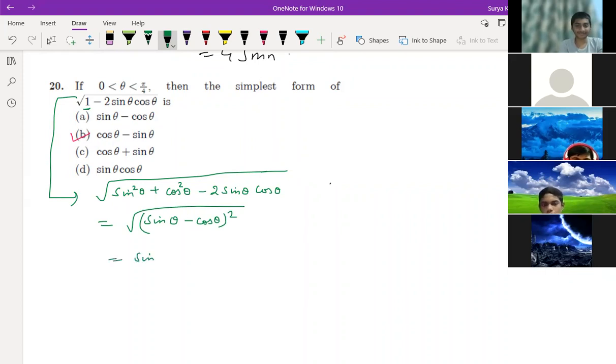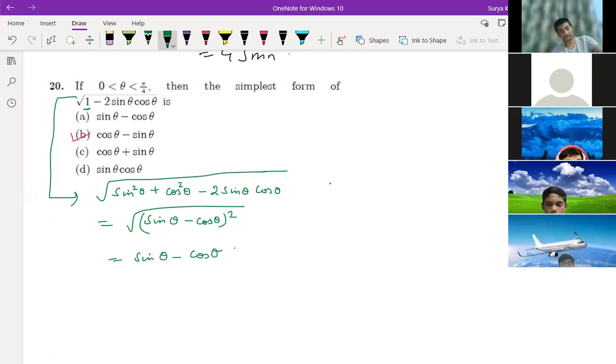How did you get it, Samarth? The other one? Sir, let me tell you the process. Here I am getting root over of sin square theta plus cos square theta minus 2 sin theta cos theta, as you did. Then I get root over of cos theta minus sin theta whole square. So cos theta minus sin theta whole square you are getting. Yeah. So this becomes cos square theta plus sin square theta, because sir, cos theta is greater than sin theta. That's why I did it.